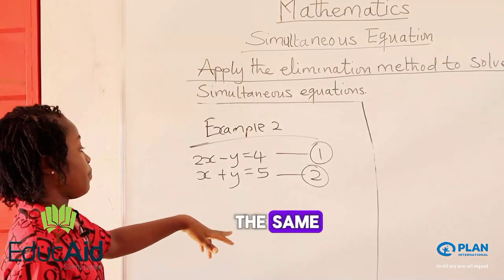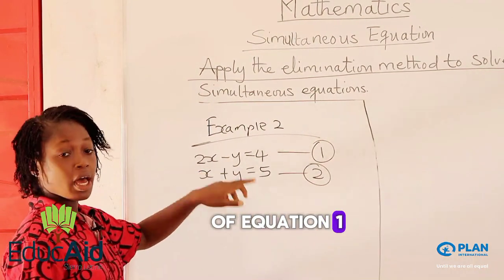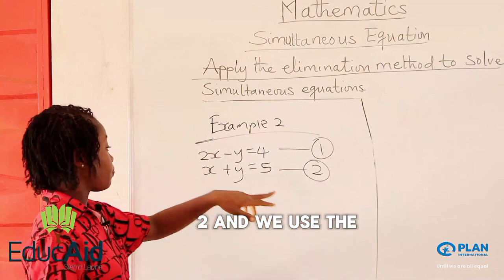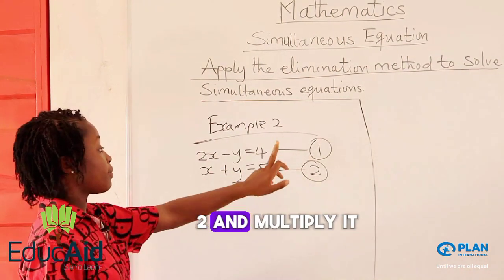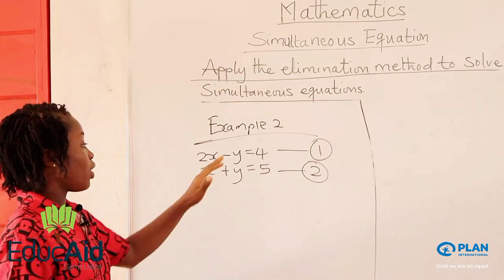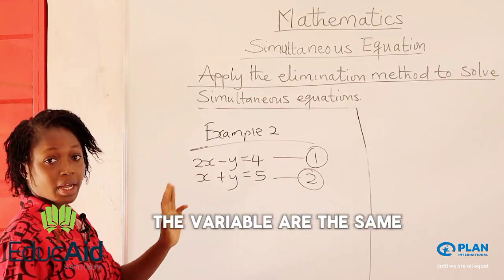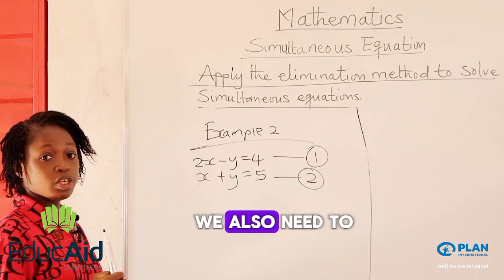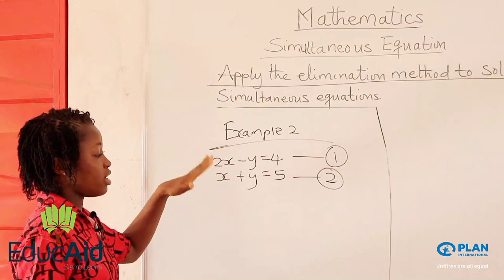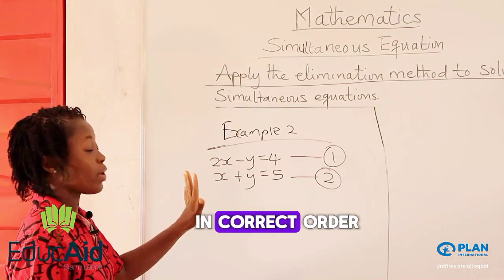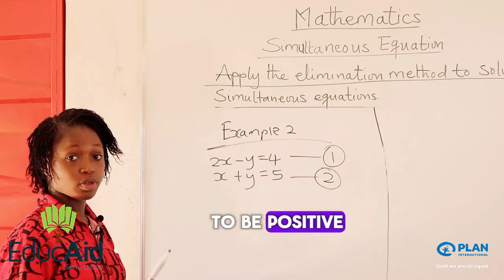If they are not the same, we use the coefficient of equation 1 and multiply it by 2, and we use the coefficient of equation 2 and multiply it by 1. But here in this case, both the coefficients and the variable are the same. We also need to check if the signs are in correct order. One sign is supposed to be negative and the other is supposed to be positive.